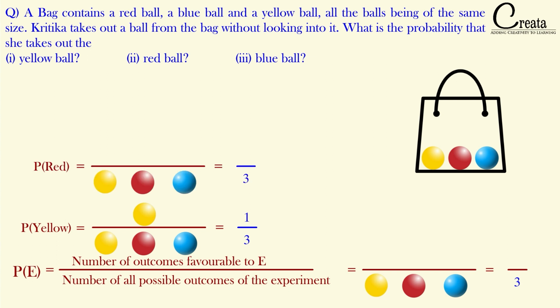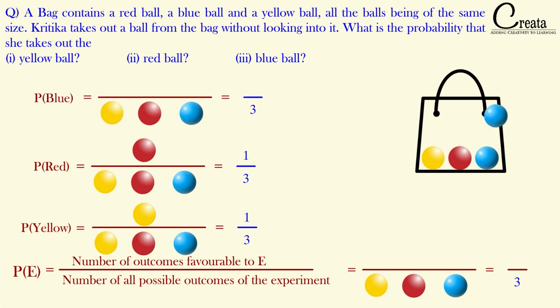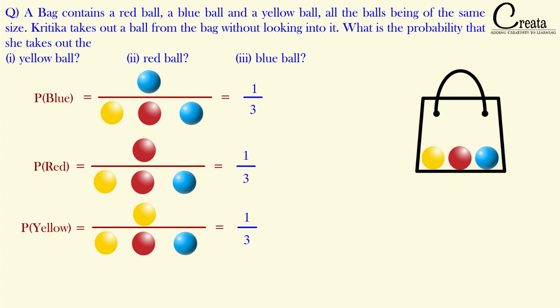Similarly, for the red ball, the favorable condition will be only 1 red ball in the numerator. That will be 1 by 3. Similarly, for the blue ball, 1 blue ball in the numerator. So the answer is 1 by 3. So we got the probability of yellow, red and blue ball are the same, that is 1 by 3 each.